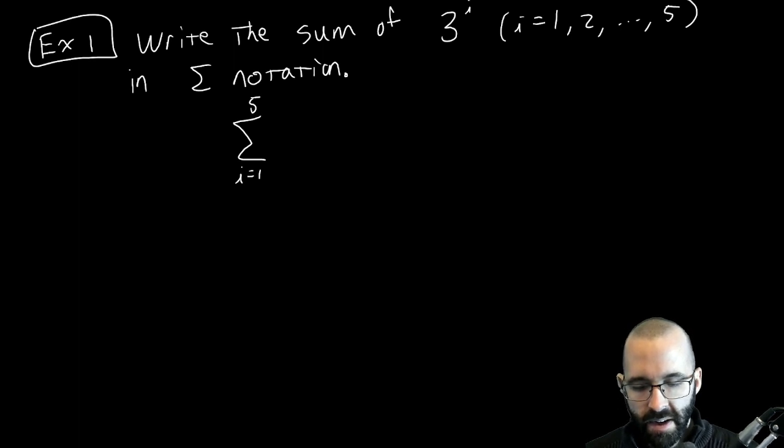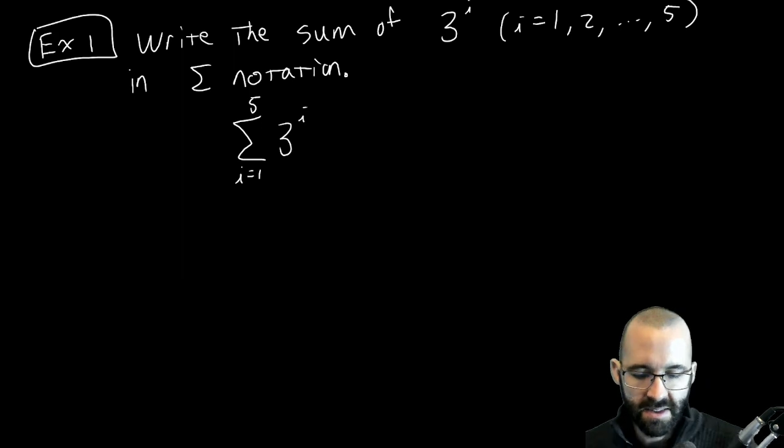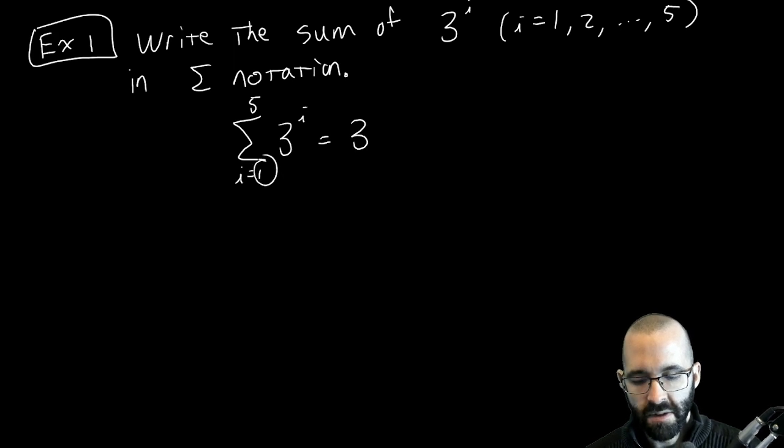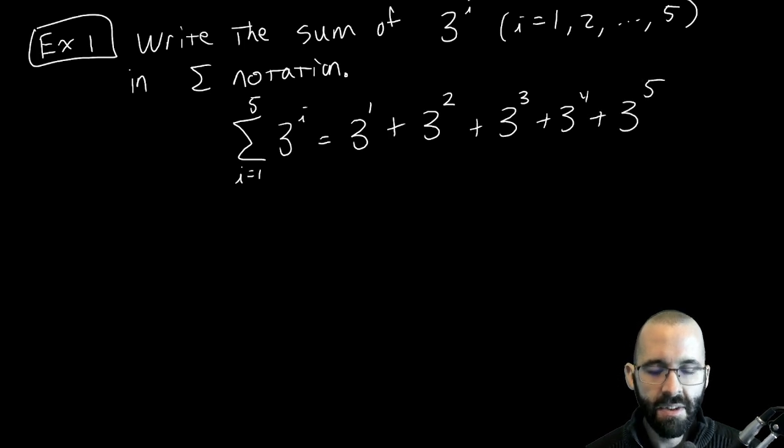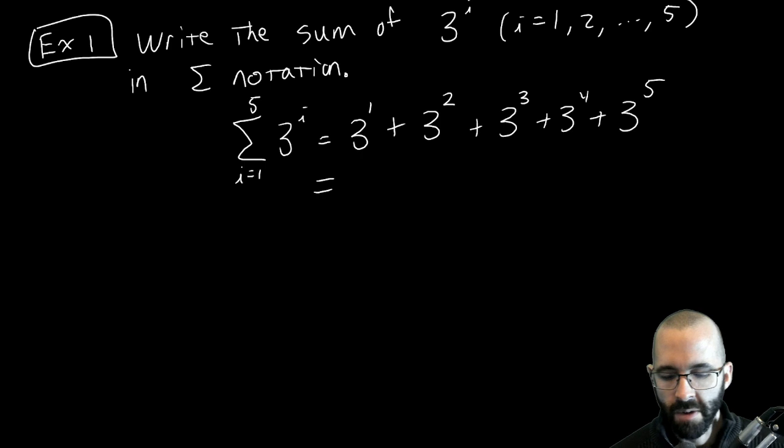All right, and then we're just adding up. What are we adding up? We're adding up all the 3 to the i's. So this is 3 raised to the first i. The first i is 1. Plus 3 raised to the second i, which is 2. Plus the third i. Plus the fourth i. Plus the fifth i. That's what this is in sigma notation. You could use a calculator to calculate this. And you could be good to go.